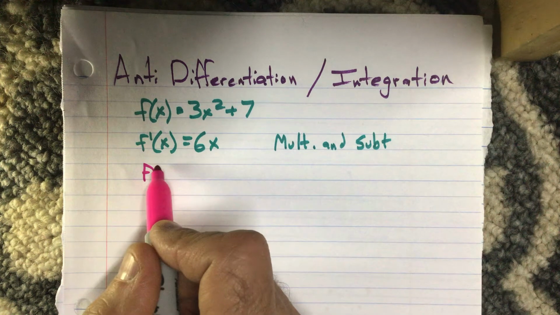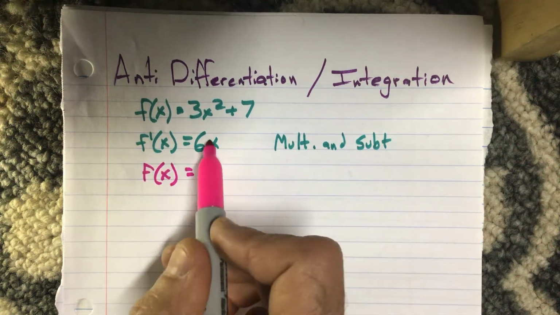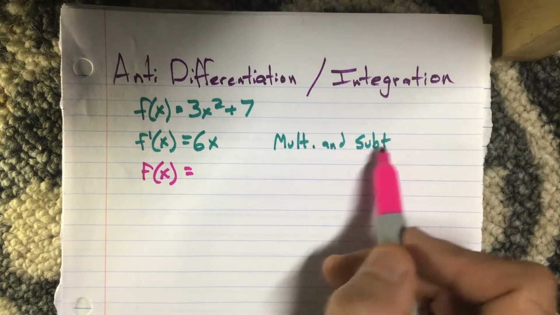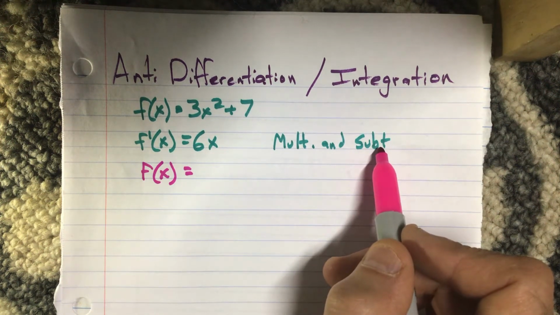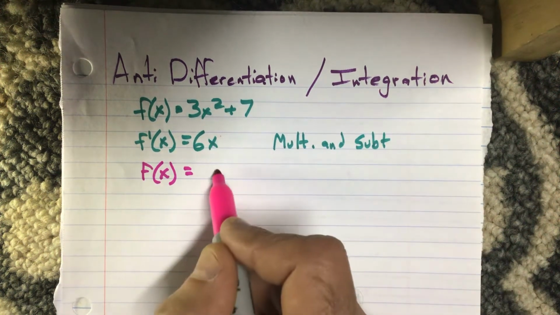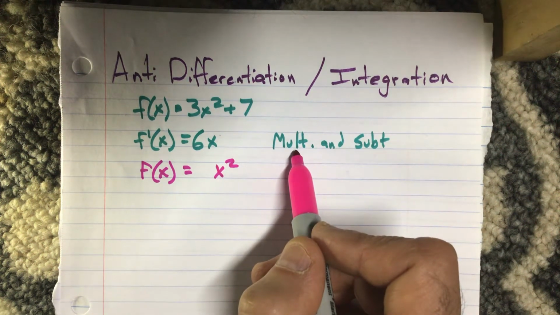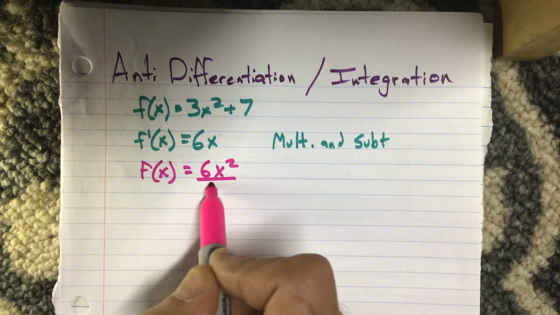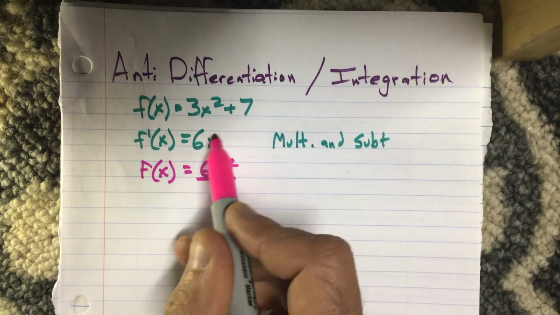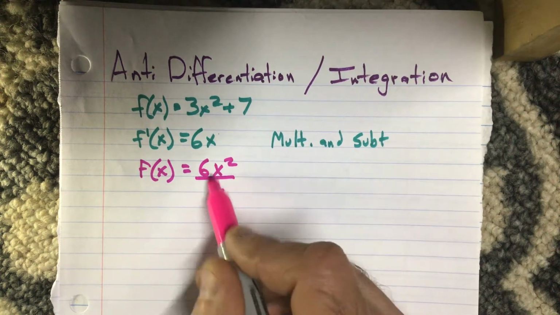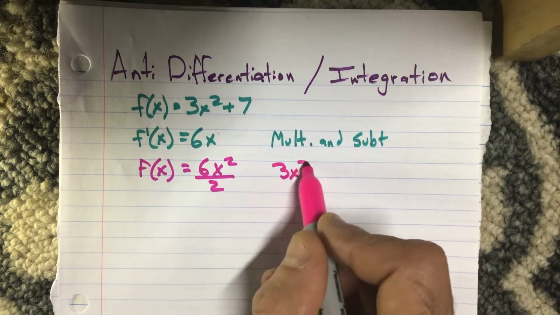So if we were given this and asked to integrate it, we would work backwards. The last thing we did was subtract, so now we want to add. So we want to add to this exponent, so it's x to the second. And then before that we multiplied, so we want to undo that, so we want to divide. So we're going to divide by 2. So you're adding and dividing, which gives you, if you reduce this, 3x squared.